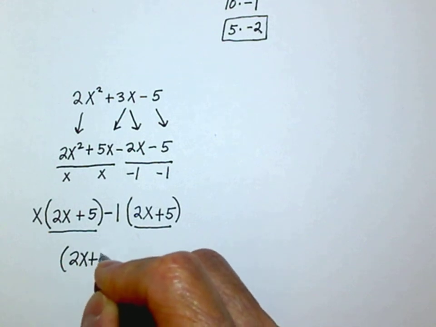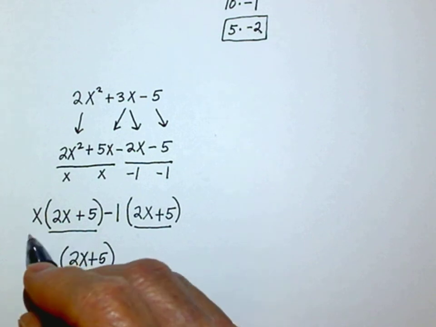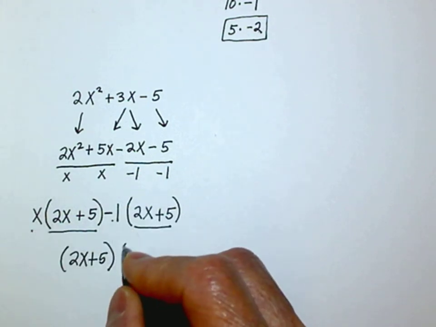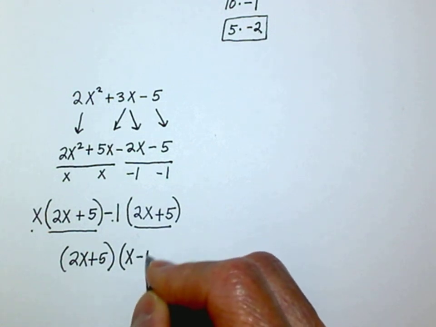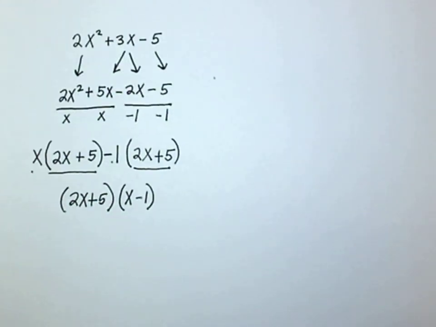Now if you notice, the parentheses match each other, that becomes one of my factors: 2x plus 5. Whatever's left over outside the parentheses goes in my other set of parentheses, and that is my last factor. I can FOIL this to check it out.